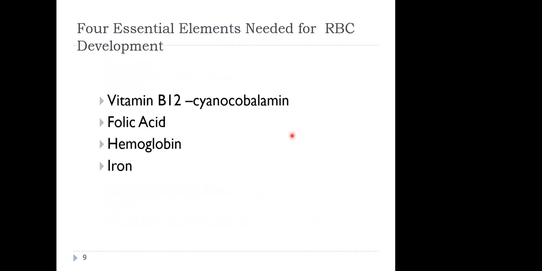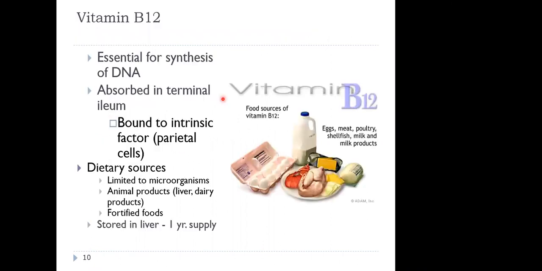There are other essential elements that are needed for normal red blood cell production, and that is vitamin B12, folic acid, hemoglobin, which is the carrier protein for oxygen, and iron. So all of these, B12, folic acid, and iron, are well-known components of multivitamins that we take, and then hemoglobin. B12, for most patients, we can obtain from a dietary source. If not sufficient, we can supplement the patient with a multivitamin, or even B12 can be given alone as a supplement. It is typically stored in the liver. It is important to remember that it is bound to intrinsic factor, which is produced in the stomach by the parietal cells. B12 is absorbed with intrinsic factor.